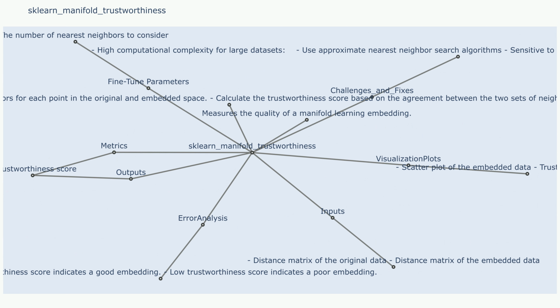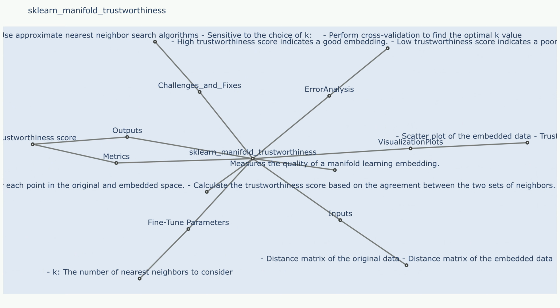Consider alternative metrics for highly nonlinear data. Consider using other metrics like continuity, stress, or correlation to evaluate the quality of the embedding. These metrics may be better suited to capturing nonlinear relationships.